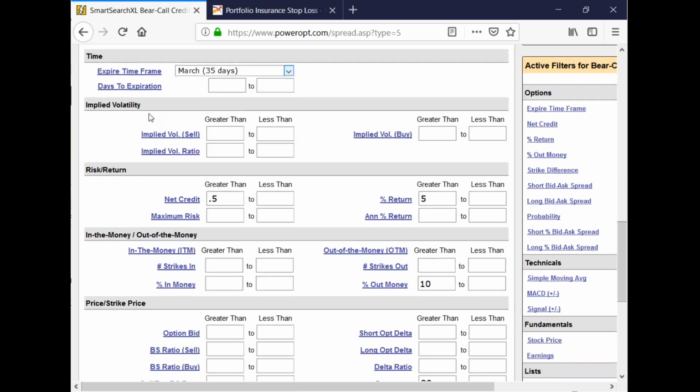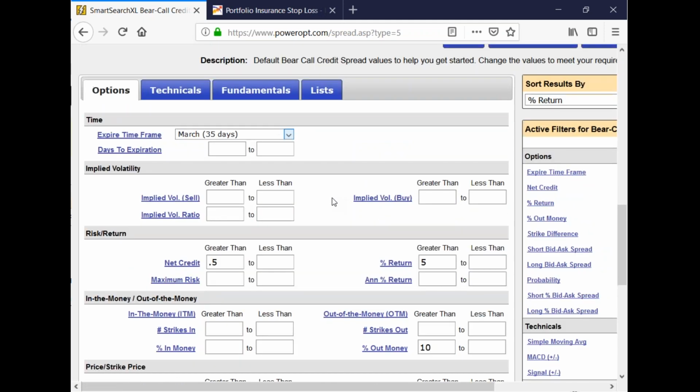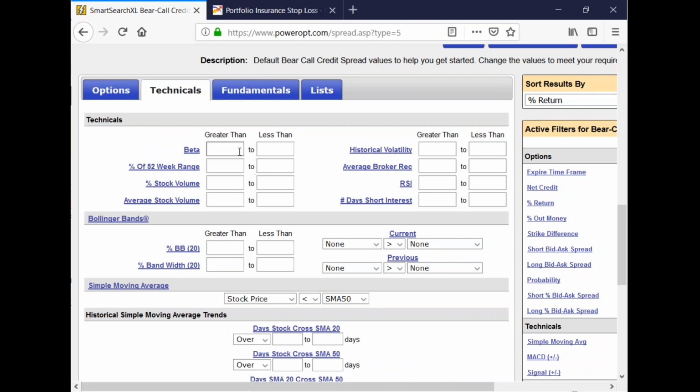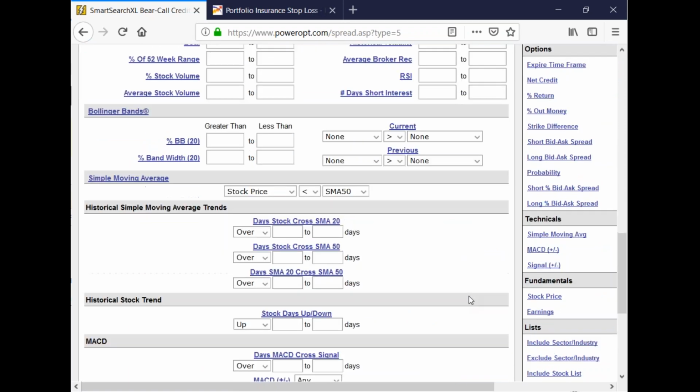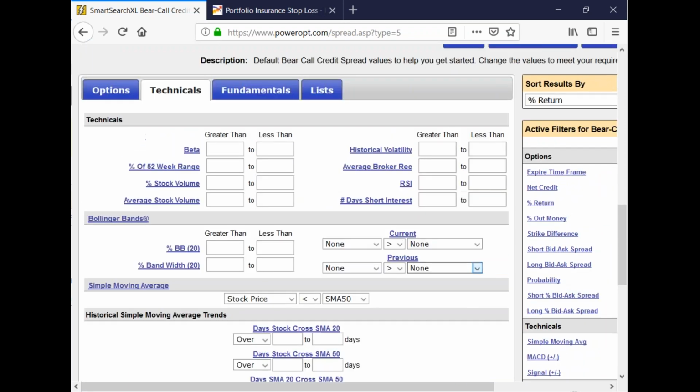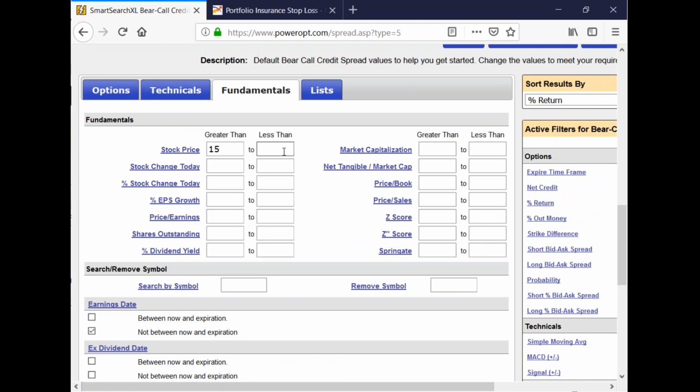And you can customize various options criteria for range in the money, out of the money, delta, probability, and more, as well as stock technicals, beta, percent of 52-week range, stock volume, volatility, RSI, Bollinger Bands, MACD, SMA 20, and various fundamentals, underlying stock price, earnings per share growth, screen for earnings dates not between now and the expiration, ex-dividend date, market cap, and a lot more.